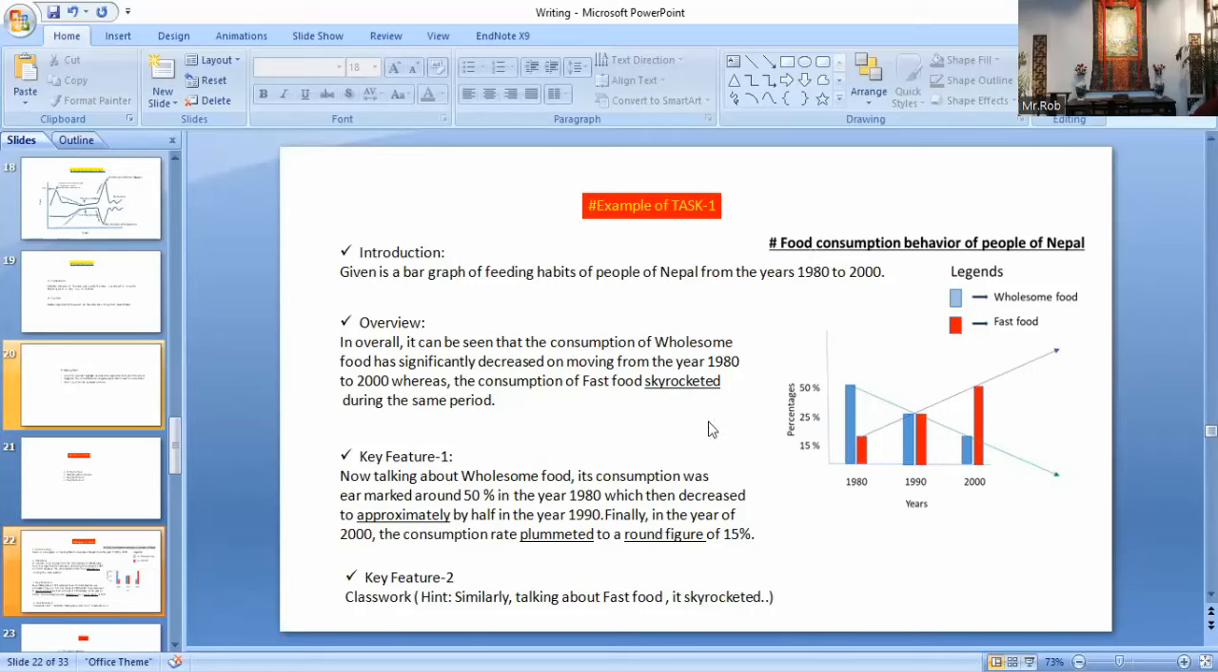And remember, in your essay, you don't need to write these headings. The headings are just for you to memorize. It's just for you to know the layout or format, the outline of how you should write. It's just for simplicity. You should not mention introduction, overview, or key feature one, or key feature two. Don't give these titles, okay? Just write it without writing those titles in your real text.